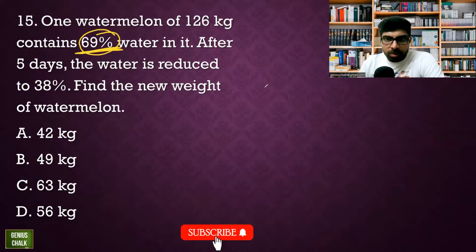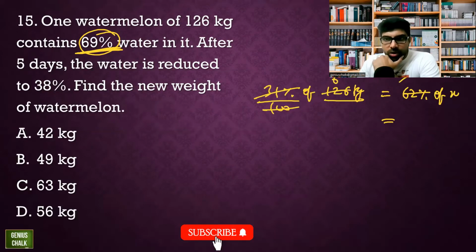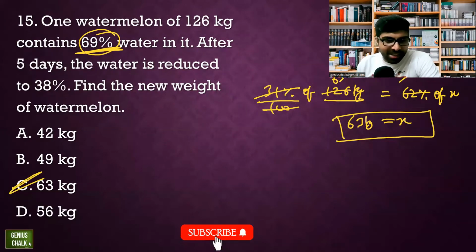So here 69% water, so 31% of pulp. That means 31% of total must be equal to the pulp. In that, how much is the pulp? 62% of X, right? So if you solve 31 by 100, percentage cancel, by 100 cancel, it is 2 times, it is 63. So X value is coming in one line as 63. So this is the more preferred method in this question, right?